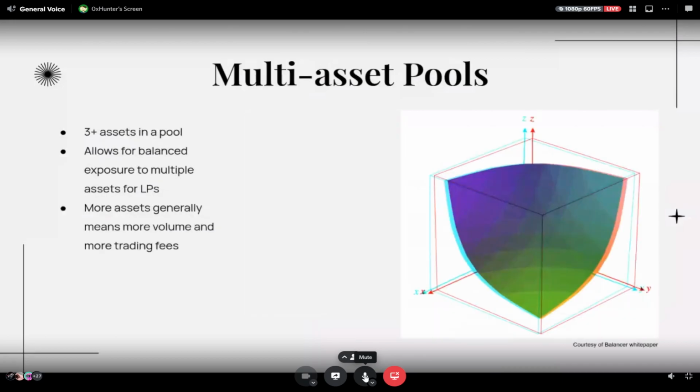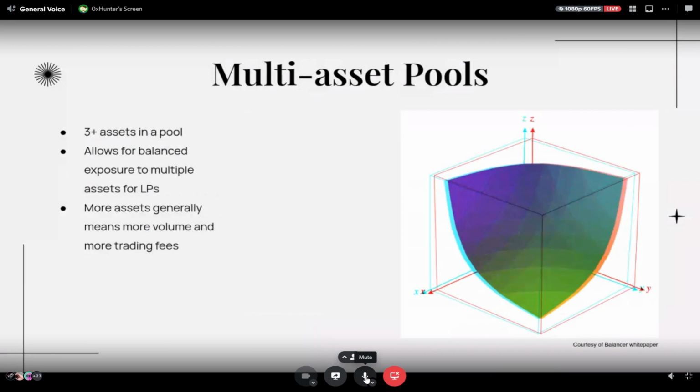Yeah, next I'll talk about, in the initial model, I described 2 assets, but you can have n assets. You can have as many assets as you want technically in a pool. The interesting thing about this is it allows exposure to multiple assets for a liquidity provider, but it also more tightly pairs a couple assets. And so Curve is famous for this.